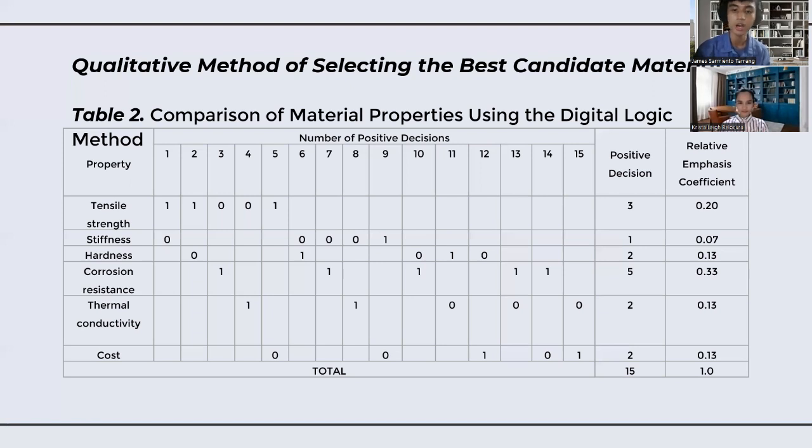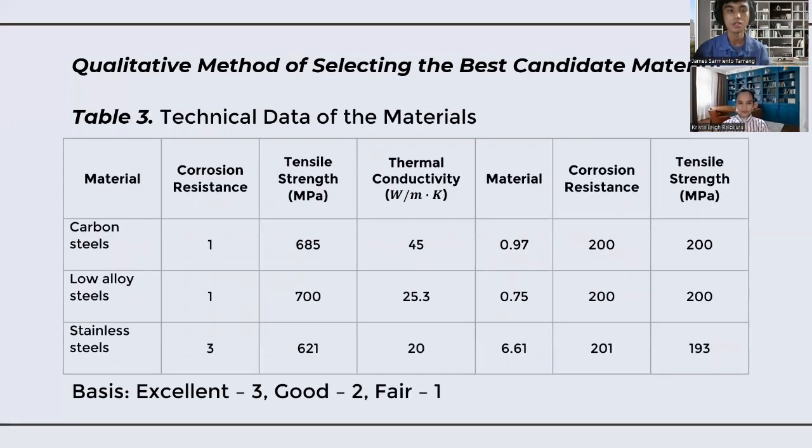It should be noted, however, that this type of evaluation is not meant to replace the designer's own intuition, but rather help them decide easier which material is best suited for the task. So table 3 shows the technical data of the materials chosen or narrowed down.